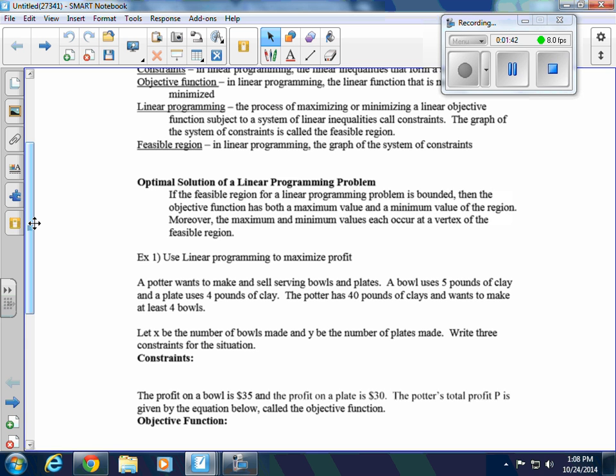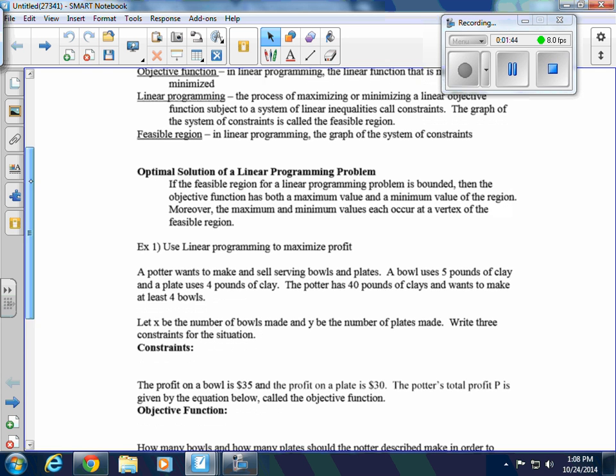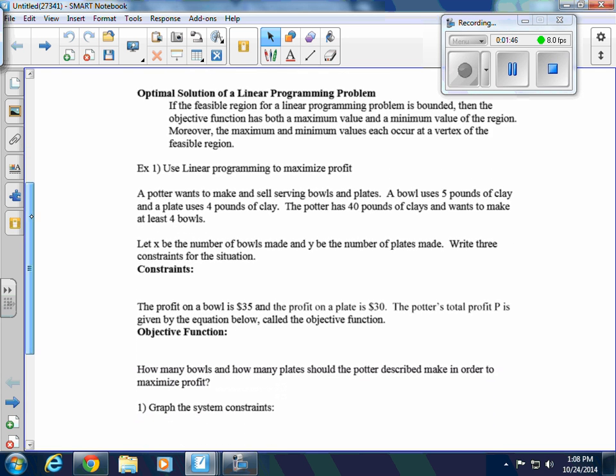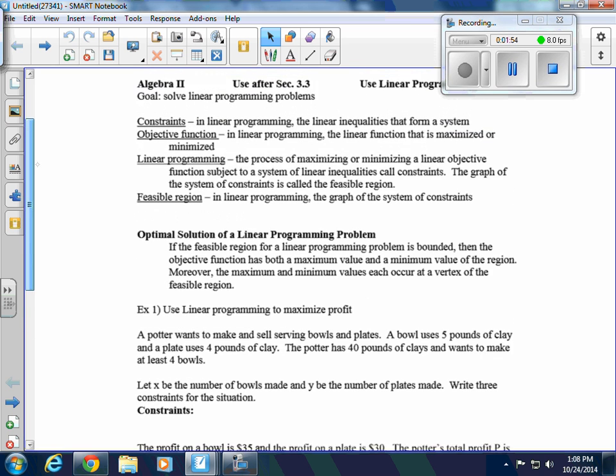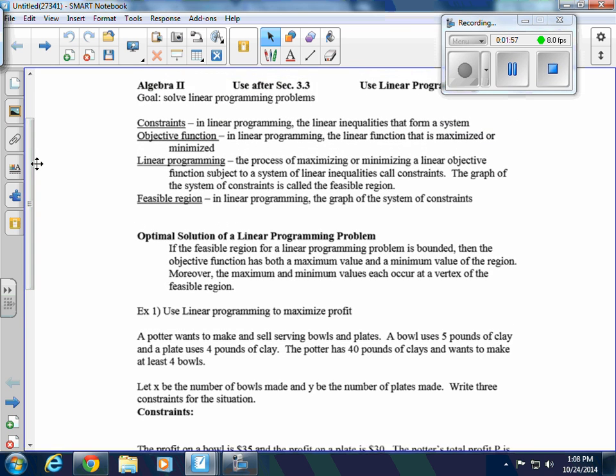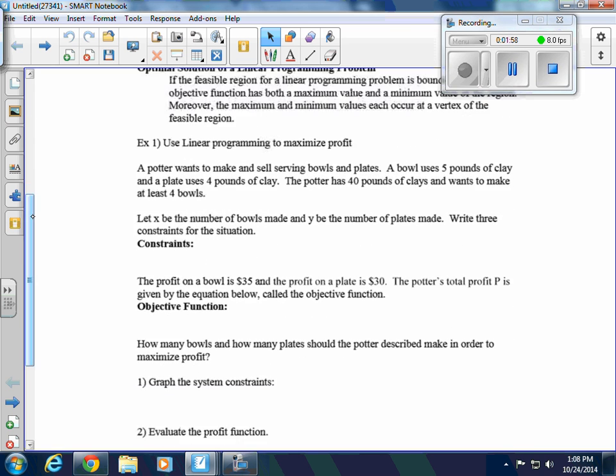So, example 1. Here it says use linear programming to maximize a profit. The first thing we're going to need to do is write some equations, both our constraints and our objective function. Here it says a potter wants to make and sell serving bowls and plates. So we have two things, bowls and plates. A bowl uses 5 pounds of clay and a plate uses 4 pounds of clay. The potter has 40 pounds of clay and wants to make at least 4 bowls.